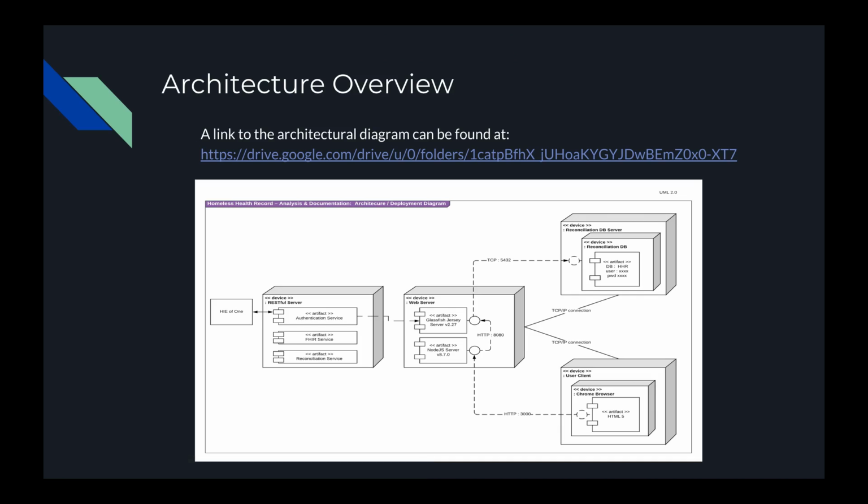On the screen, you can see a picture of our architecture diagram. You can also find a link on the slide. This block diagram essentially shows the concept of our project from an engineering standpoint and talks about how the different components interact and fit in together. It is a combination of both the major functional blocks of the internal system, like the web server, the RESTful server, and so on, and the outside entities that our project will be interacting with, like the reconciliation database and HIE of One.